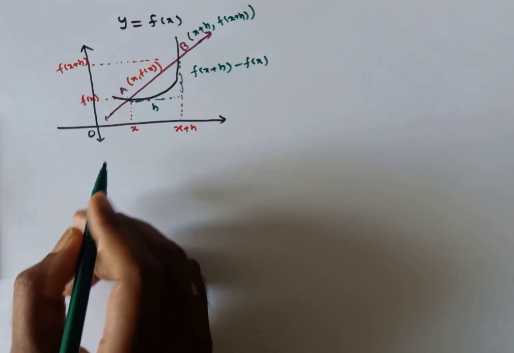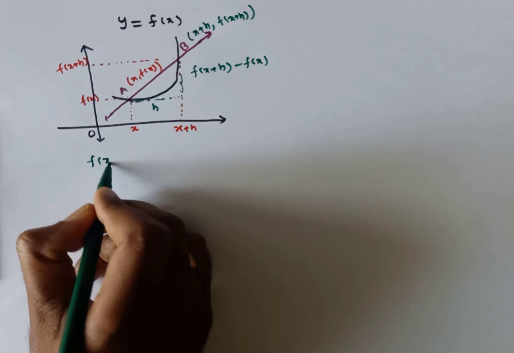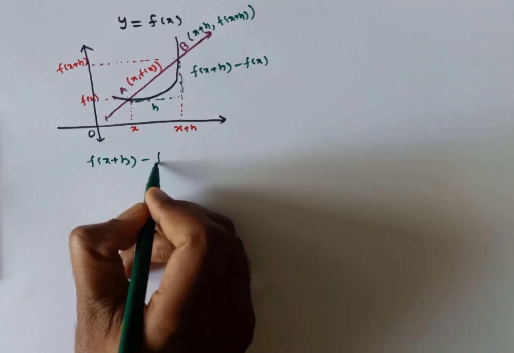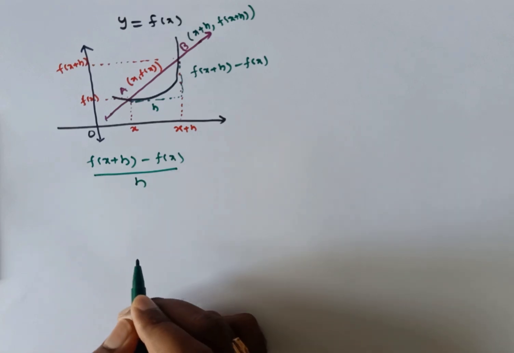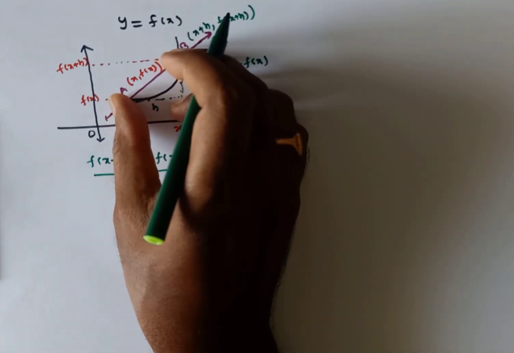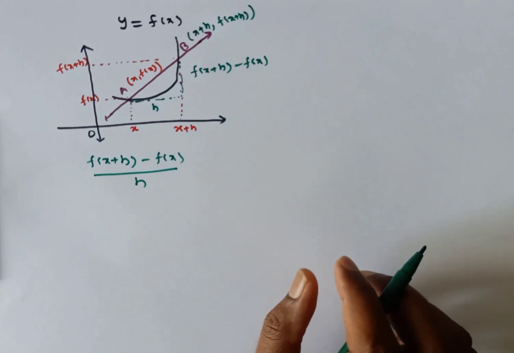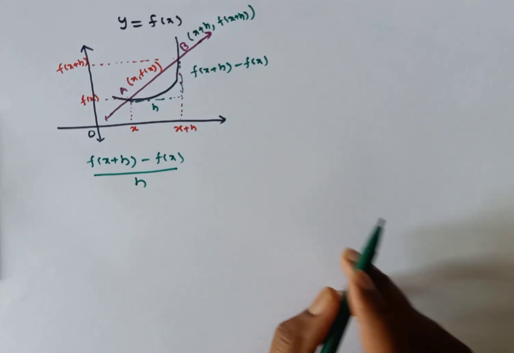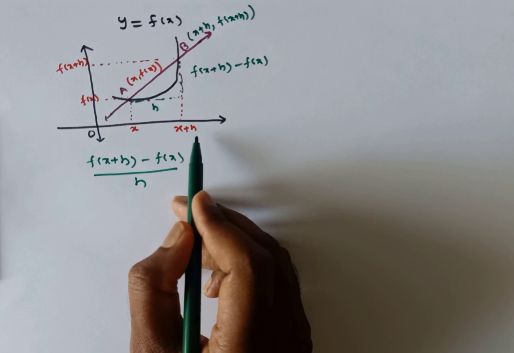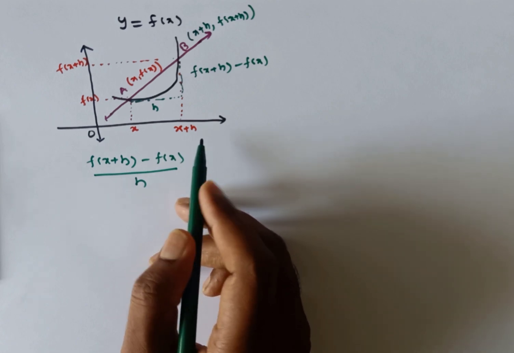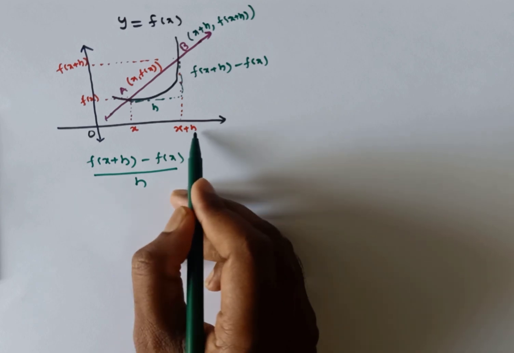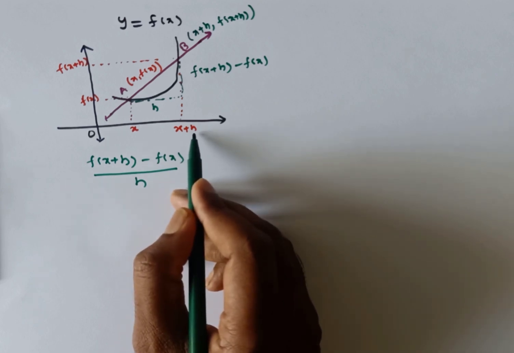So here the rate of change is f of x plus h minus f of x divided by h. This indicates the slope of this line segment, or line. Now here h is a small value. Here I am saying h is any positive value which is very small, and this small value h may tend to 0 also.